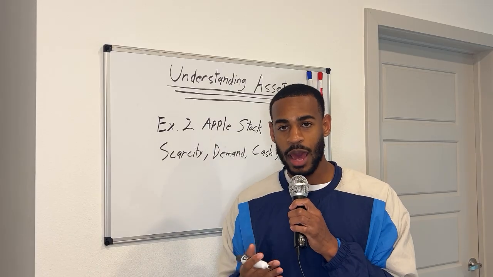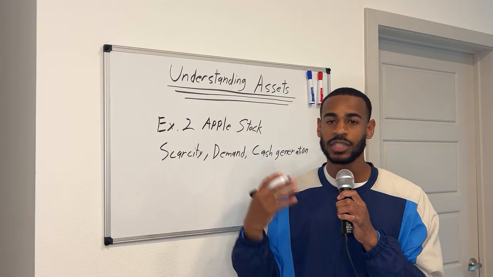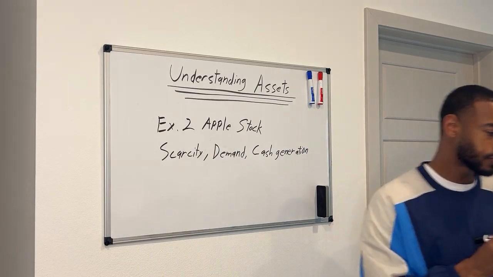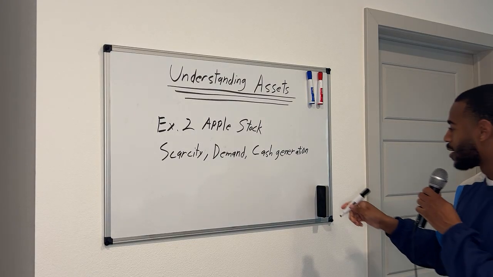As long as Apple continues to sell iPhones, as long as people want to buy them, and as long as that cash keeps coming into the business, the stock itself will always have value, right? And then that takes us to example number 3, which is Bitcoin.